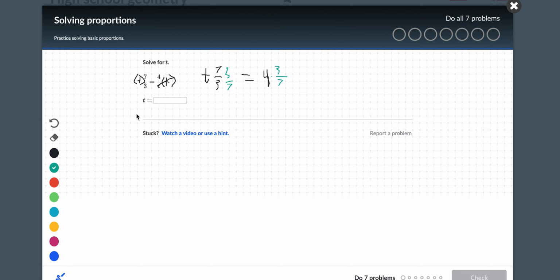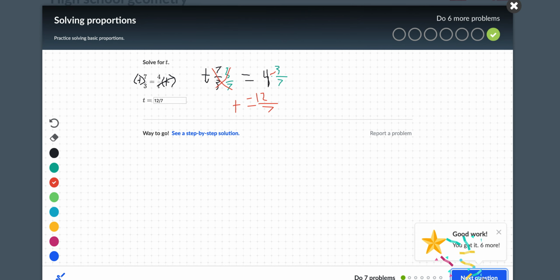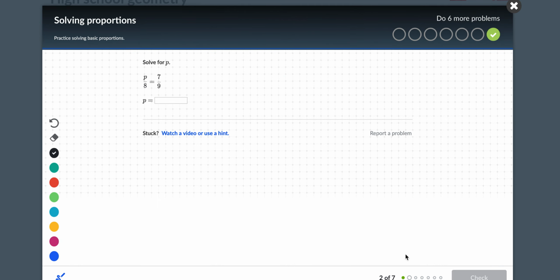Alright, so now this will all cancel out, and we get t equals 4 times 3, so that's 12 over 7. So you can simplify that into decimal form, or you can just plug it in as that. Generally, if it's a fraction, you want to keep it as a fraction.